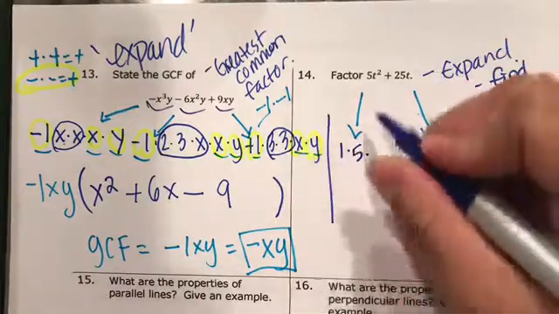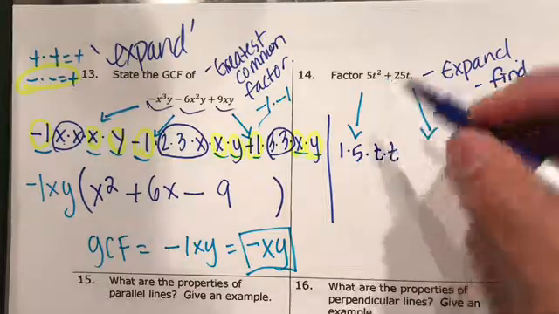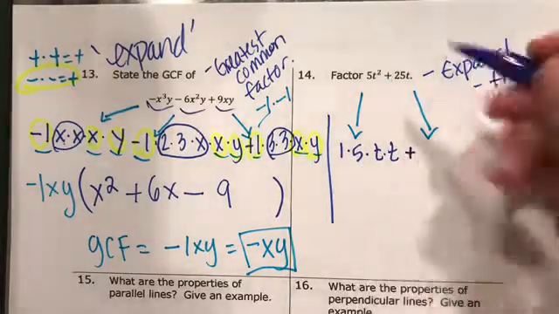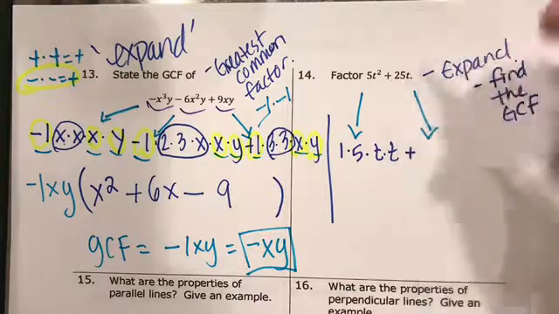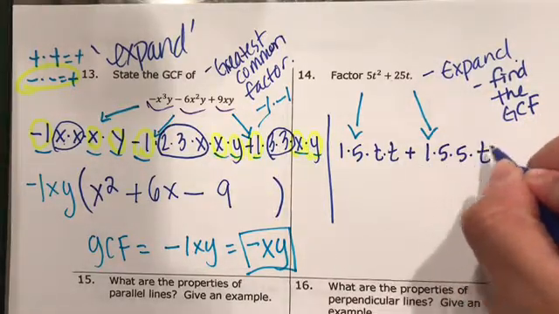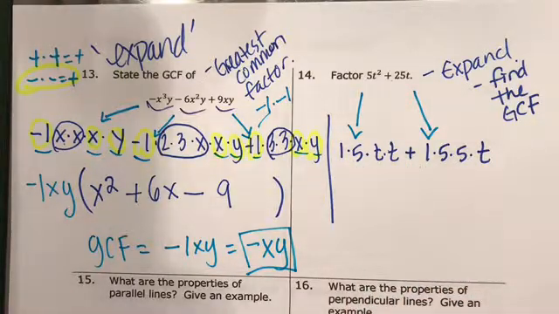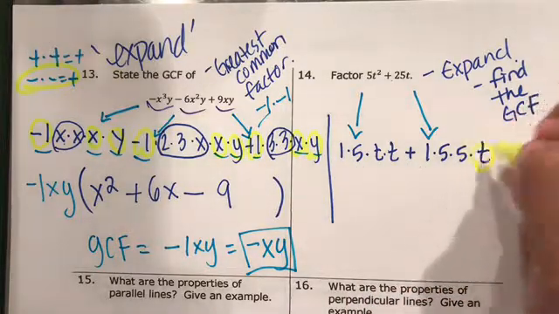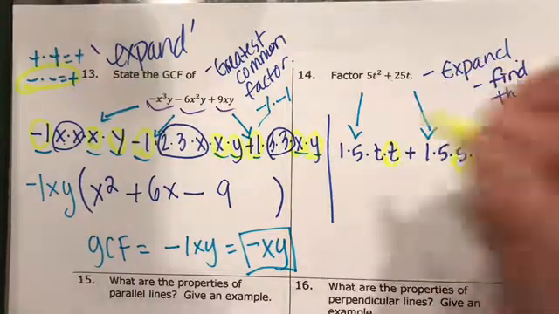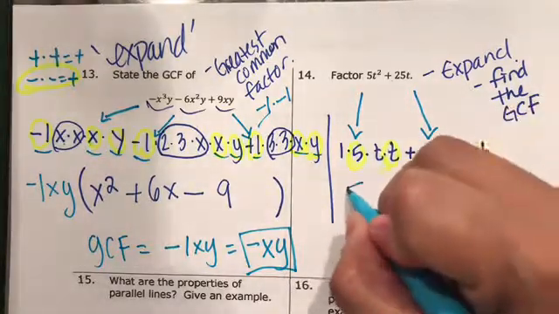1 times 5 times t times t, 5t squared, plus, I'm going to factor this 25t, 1 times 5 times 5 times t. Always remember they're going to have the 1. Let's circle what they have in common. I have a t here, a 5, and a 5. So that means I'm going to take out 5t.